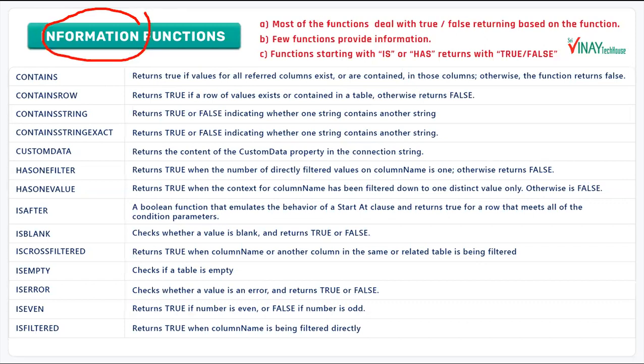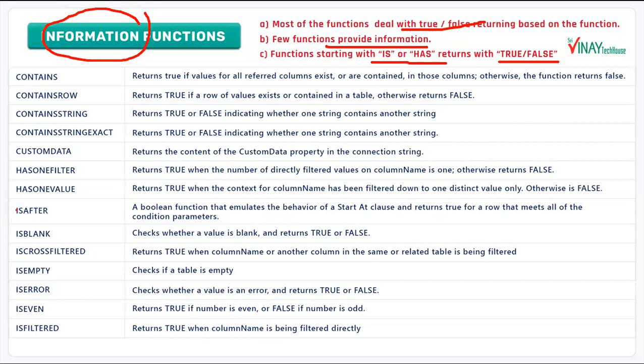Most of the information functions return true or false. And a few functions provide information also. Especially is or has functions return true or false. And of the remaining functions, a couple of them will return true or false, and some more functions will give the information.